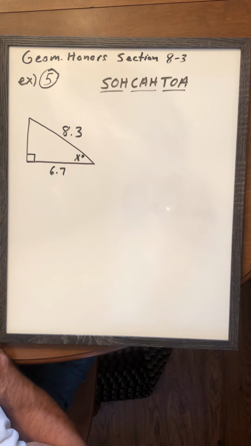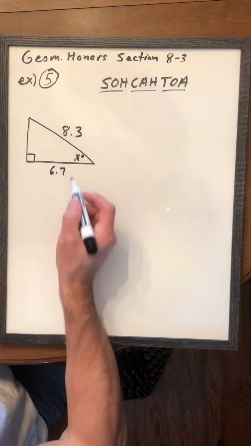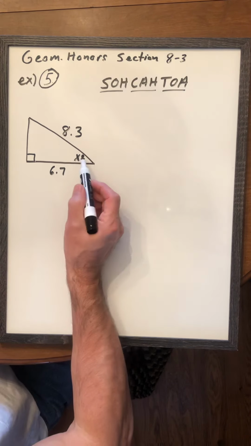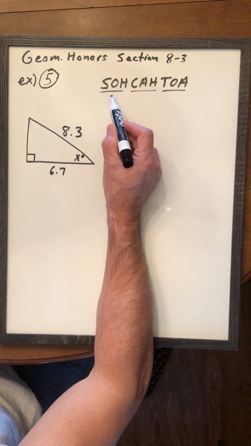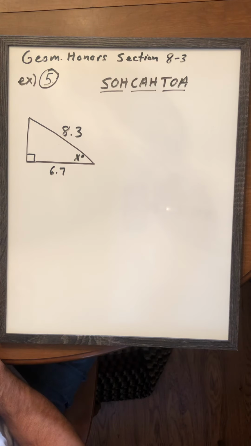This is example number 5. This is for section 8-3. And again, as we look at our diagram here, they are wanting us to find the angle measure, the angle degree. So we need to figure out whether we're going to use sine, cosine, or tangent.